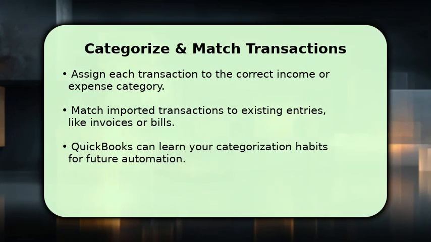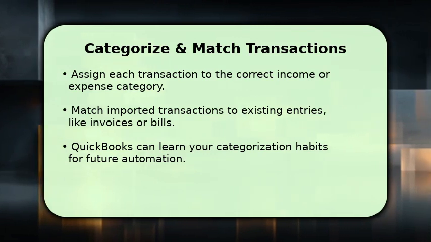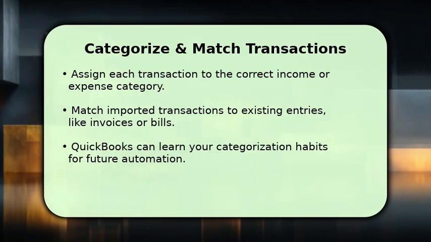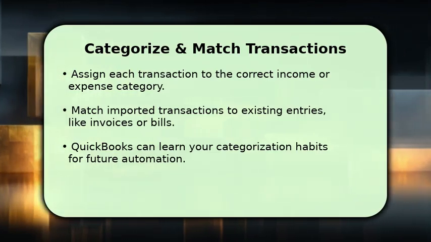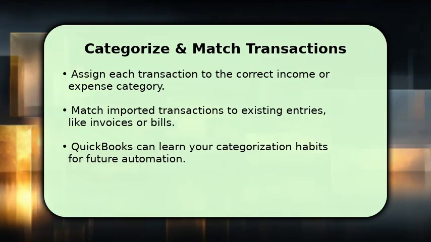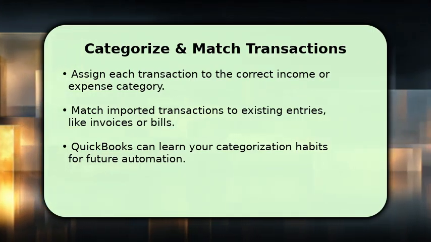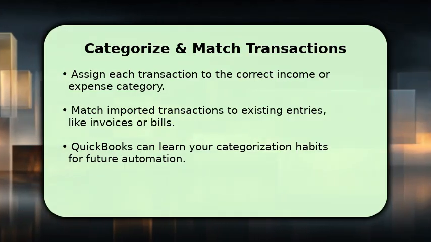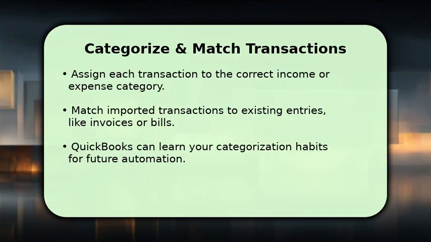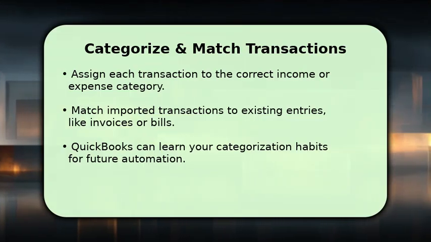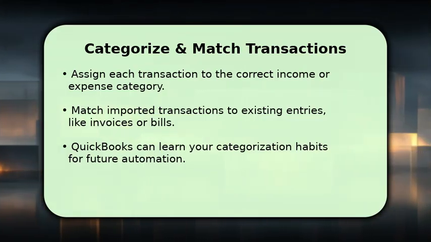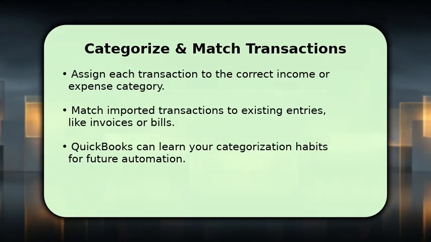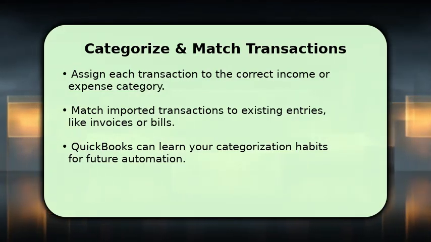Once transactions are imported, the next step is to categorize and match them. Categorizing means assigning each transaction to the appropriate income or expense account, like office supplies or sales revenue. Matching involves linking an imported transaction to an existing record in QuickBooks, such as a payment received for an invoice. QuickBooks often suggests categories based on past entries, making this process quicker and more intuitive for you.